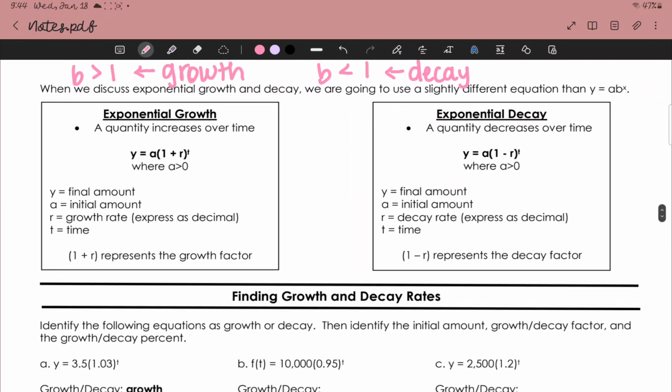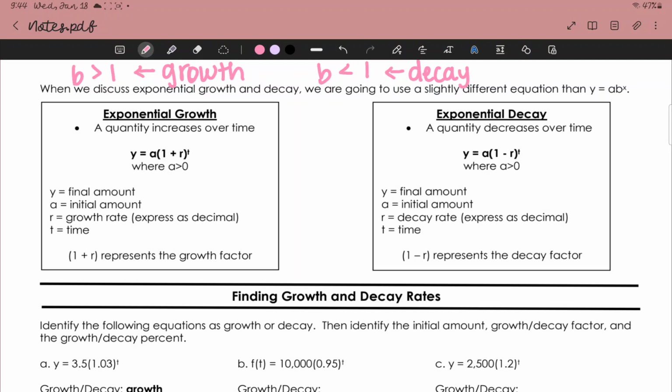All right, so let's move on. When we discuss exponential growth and decay, we're going to use a slightly different equation than y equals a times b to the x. For exponential growth, which of course just means a quantity increases over time, and decay would be the flip side where it decreases over time, b is going to be replaced with 1 plus r, where r is that growth rate.